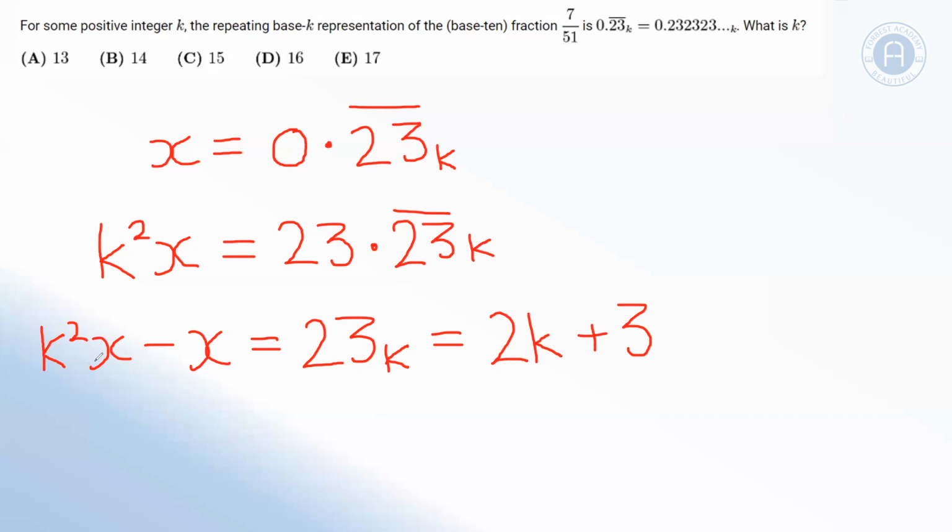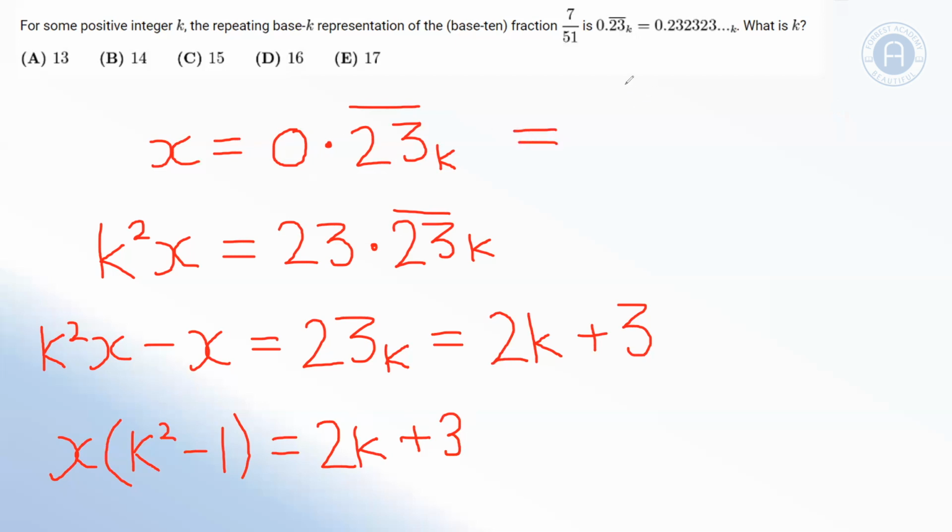Now we want this as a fraction, so I need to isolate my x here. I'm going to take x out as a factor and have k squared minus 1 times x is equal to 2k plus 3. Therefore, x, which is 0.23 repeating, as a fraction is equal to 2k plus 3 over k squared minus 1.